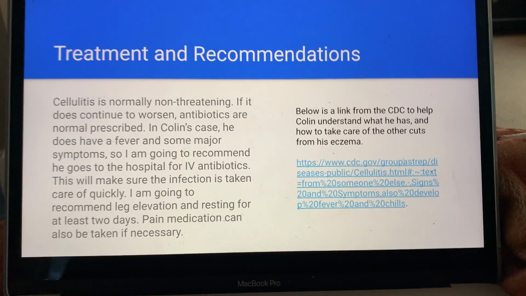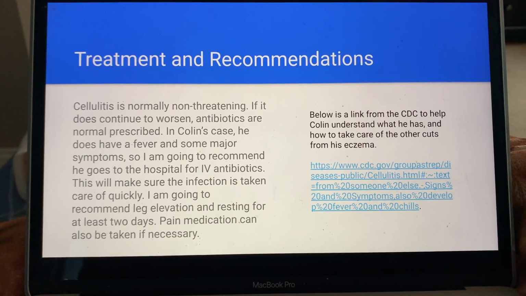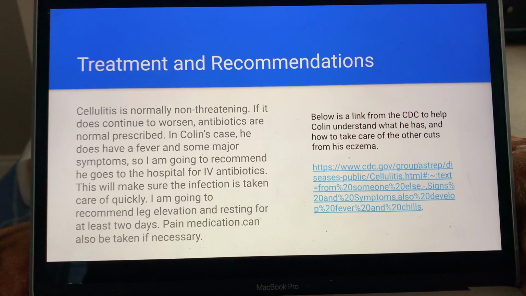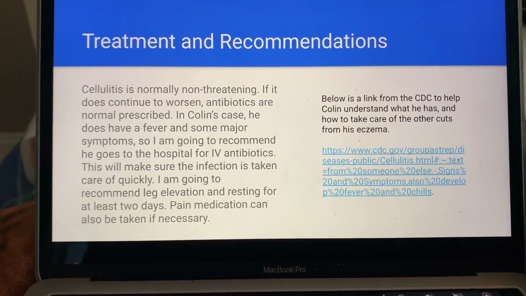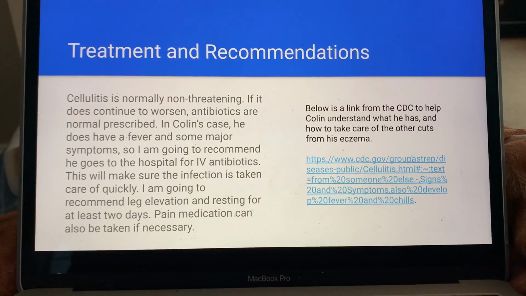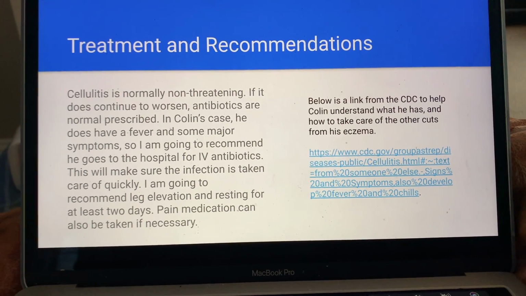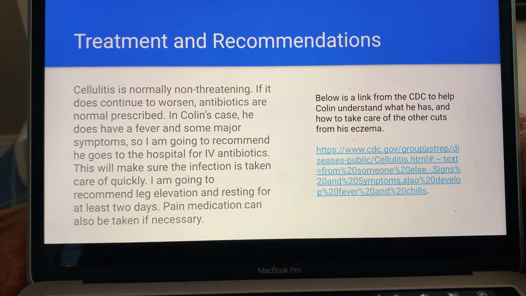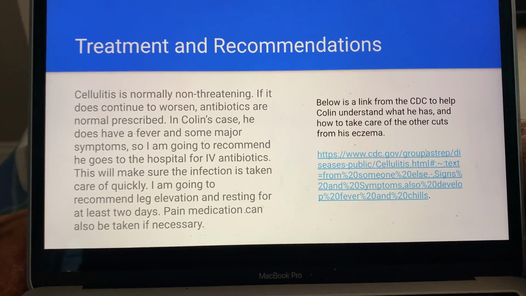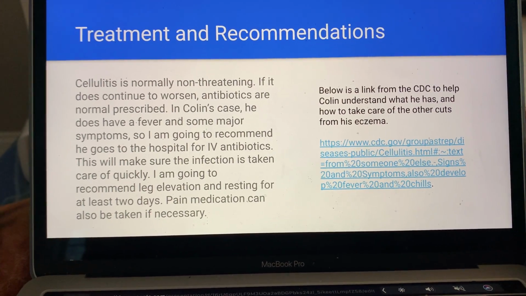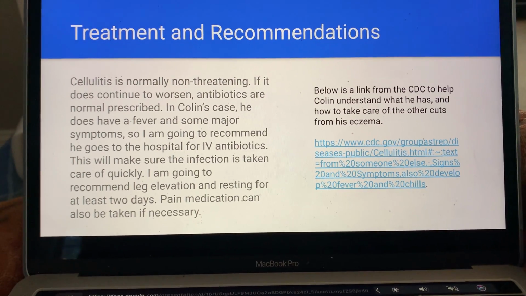So finally, we have treatments and recommendations. At the end of all this testing, when I came back, it had spread past the Sharpie line I drew on his leg, so it is spreading throughout his body system. Cellulitis is not normally life-threatening, but it did continue to worsen in just the couple of hours he was in the office. Colin does have a fever, which is another one of the major symptoms, and that is getting worse. It is very swollen. You can see the fingerprint when you press into his leg, and it's very, very hot to the touch.